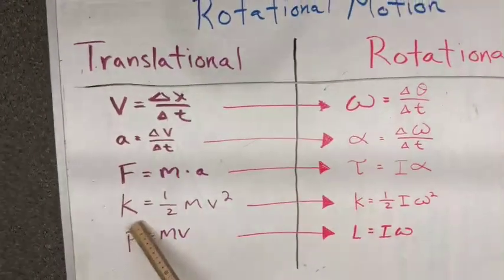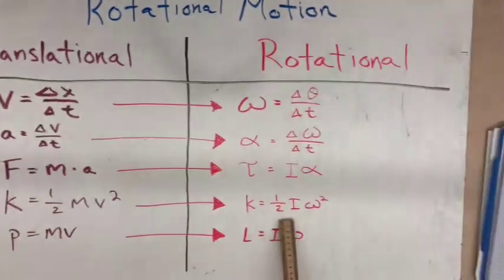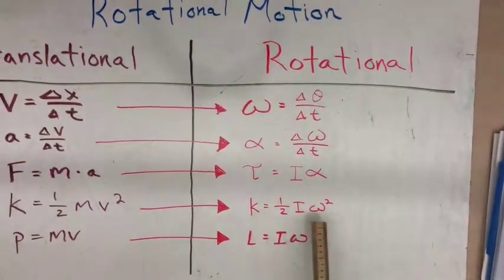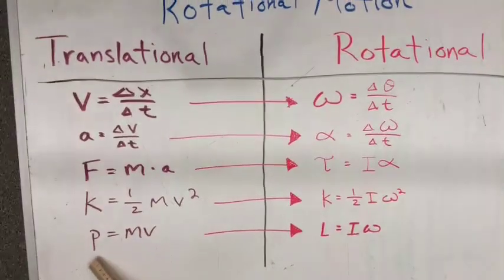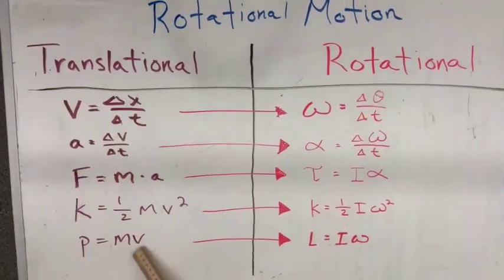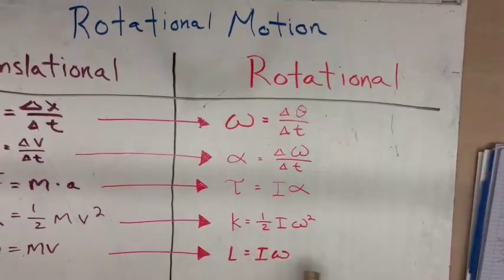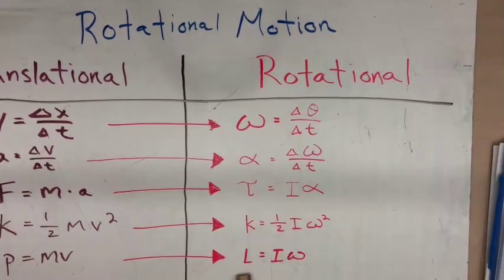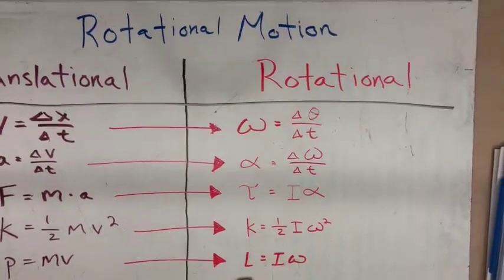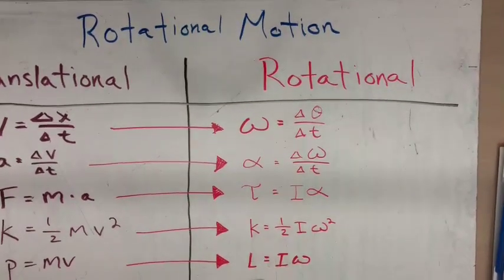Similarly, for kinetic energy, we have 1/2 mv squared goes to 1/2 times I, the moment of inertia, times omega squared. And we have momentum is equal to mass times velocity, which goes to, you guessed it, moment of inertia times omega. And we use L to represent angular momentum for some unknown reason, but don't forget that.